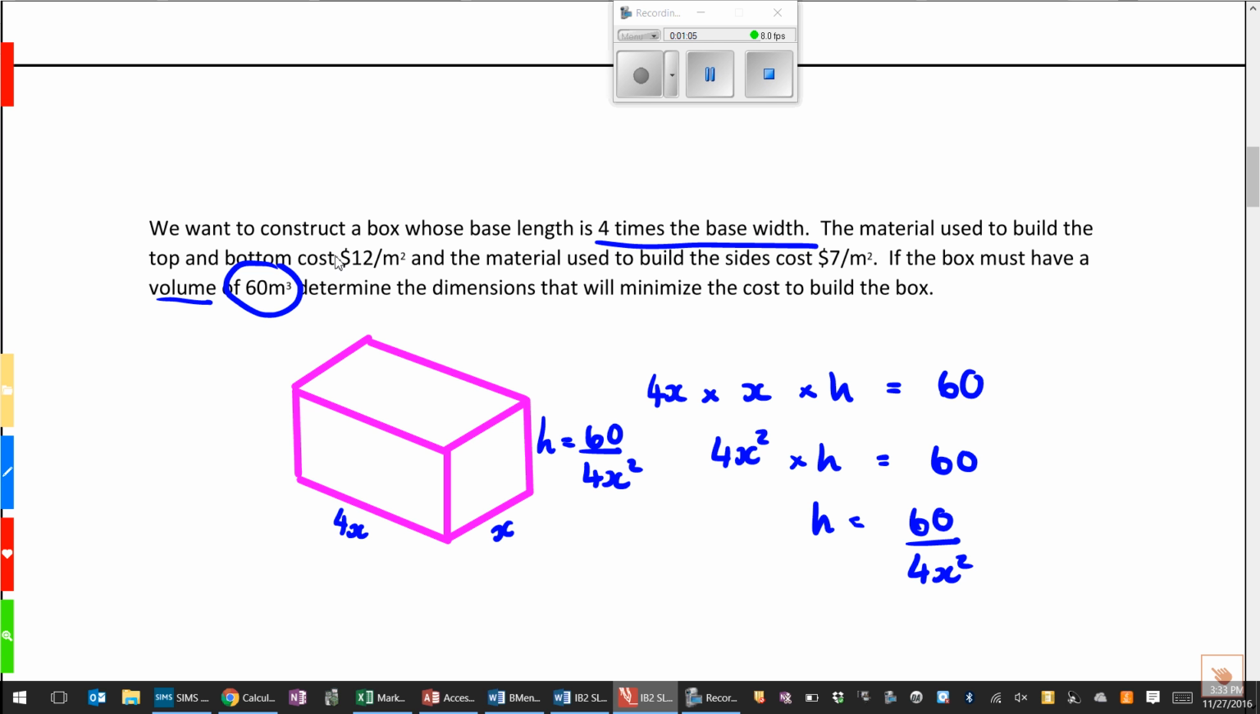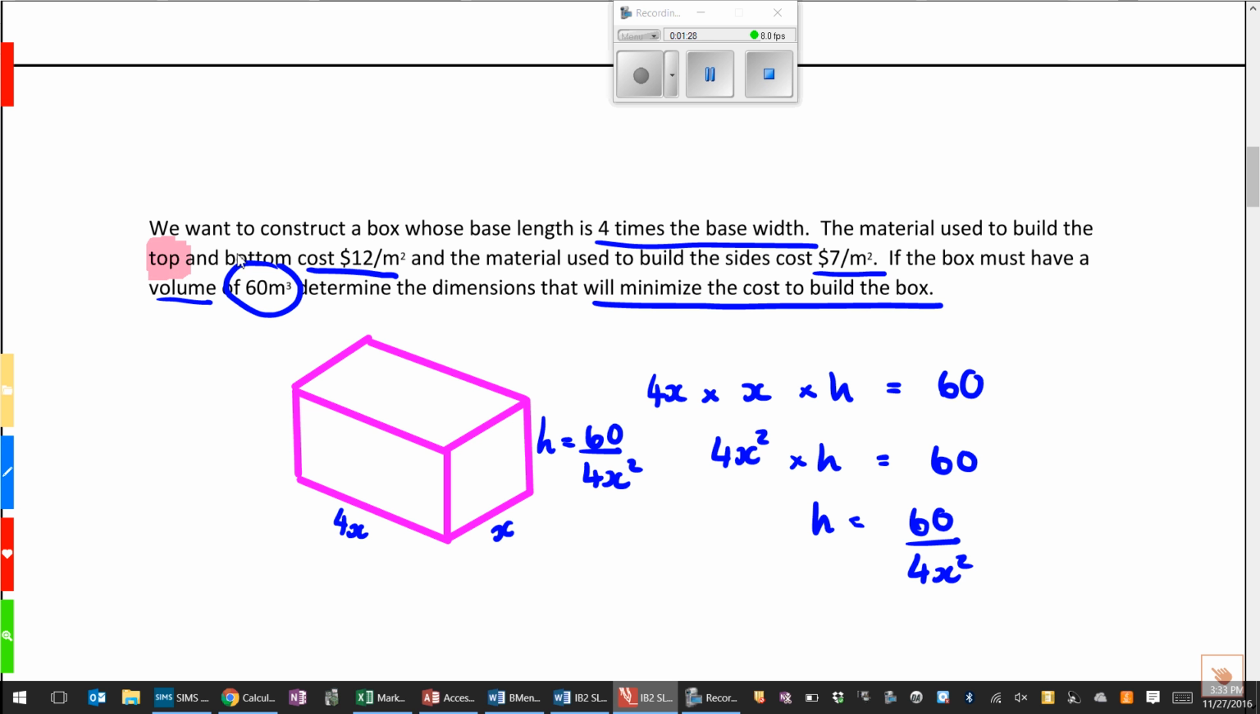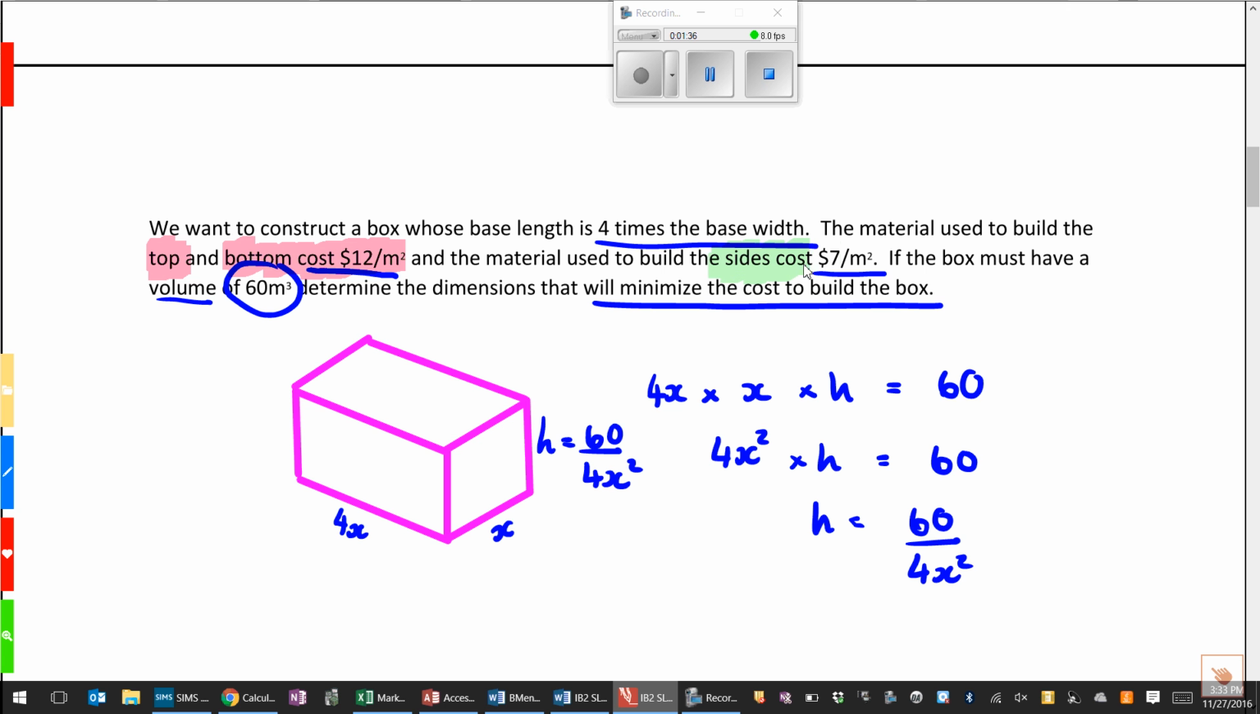So there's my first step, and now I can use that to get stuck into the thing which is to do with the cost. The reason why I'm focusing now on cost is because in the question it says determine the dimensions that will minimize the cost to build the box. Therefore, my function that I'm looking for is about cost. So I've got two pieces of information about that. The top and bottom cost 12, and the sides cost 7. Okay, so I'm going to set up an equation to deal with that.